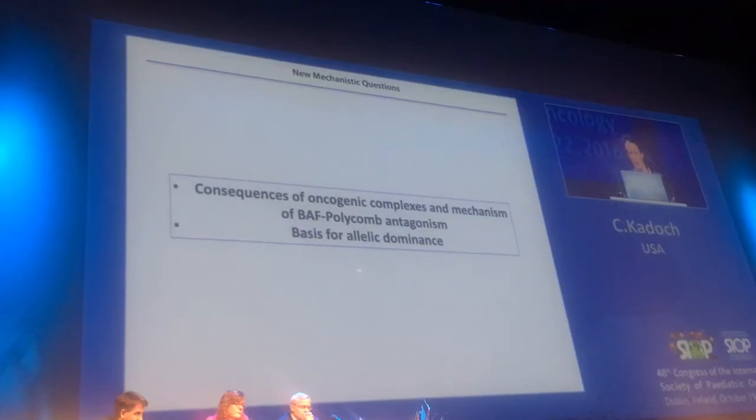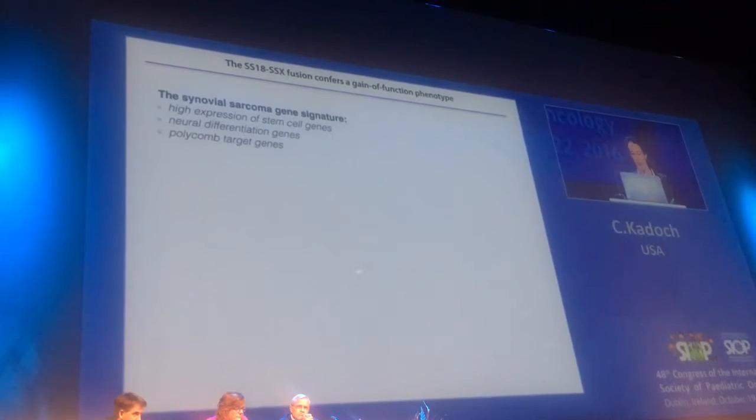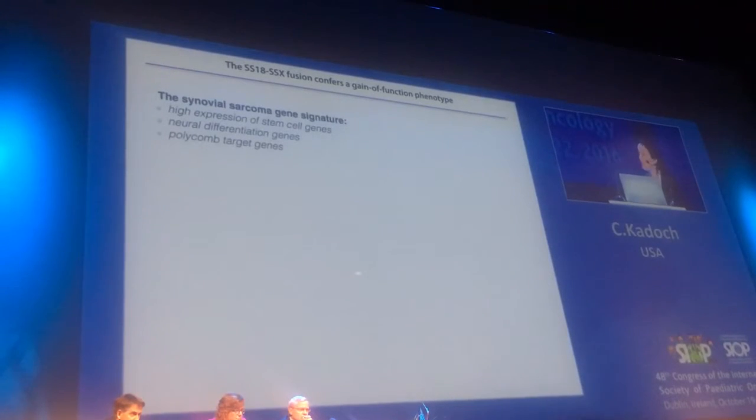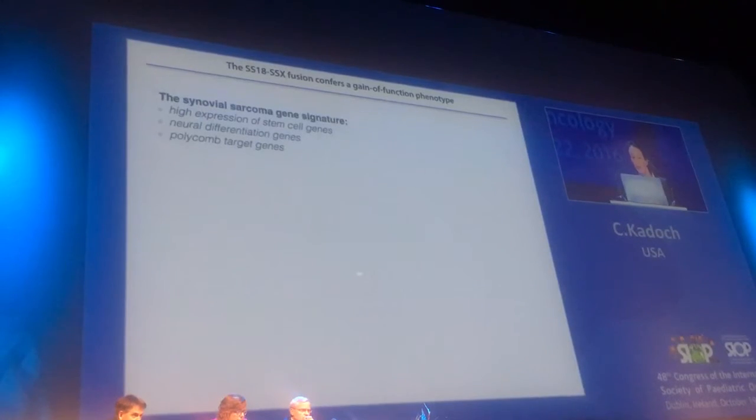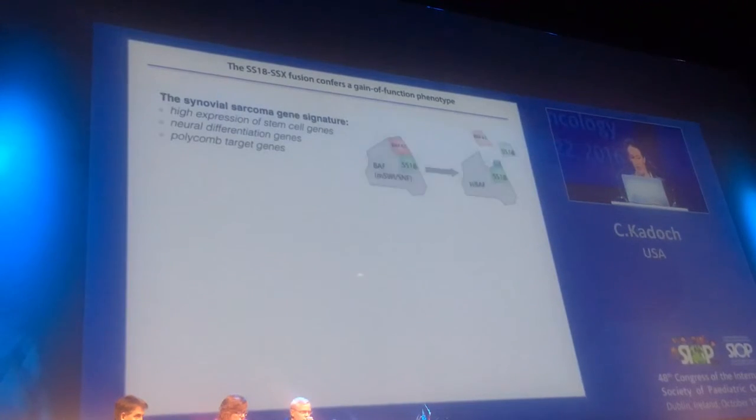These are some newer mechanistic questions. And also, what is the basis for the allelic dominance of this oncogenic fusion? So to take a break from the biochemistry for a second, these tumors have very interesting gene expression profiles, in that they have high expression of stem cell genes, high expression of neural differentiation genes, and very high expression of genes that should be off, should be targeted by polycomb. Polycomb target genes are very highly expressed in these tumors.